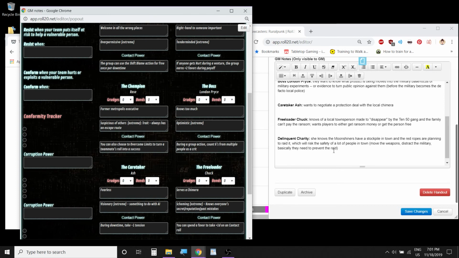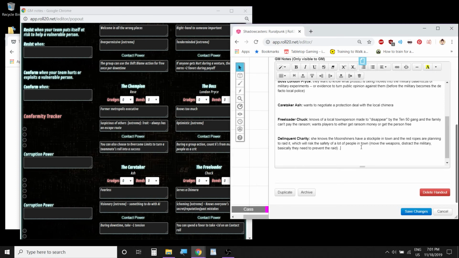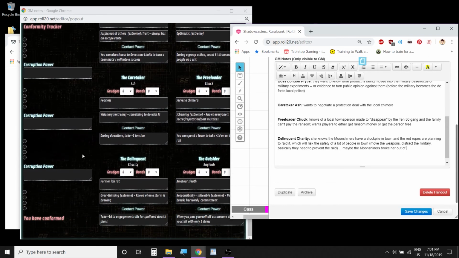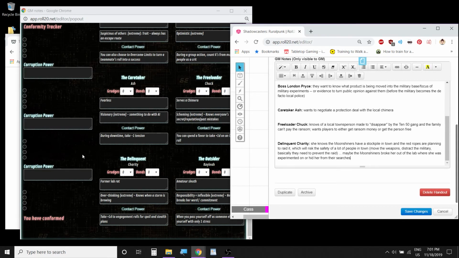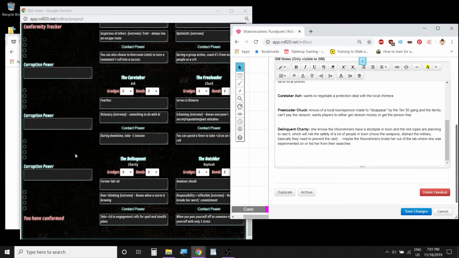And I think maybe the Moonshiners broke her out of the lab where she was experimented on, or hid her from their searches. So she has that history, because the Moonshiners are smugglers of weapons. Maybe they thought they were smuggling a weapon and found Charity. So she has that connection.